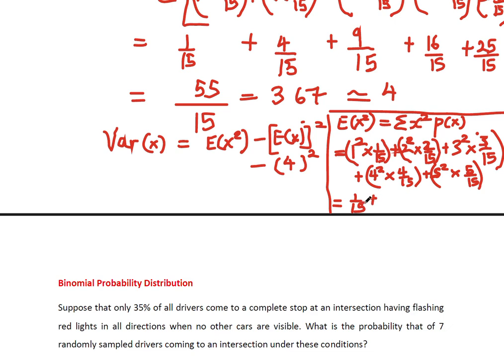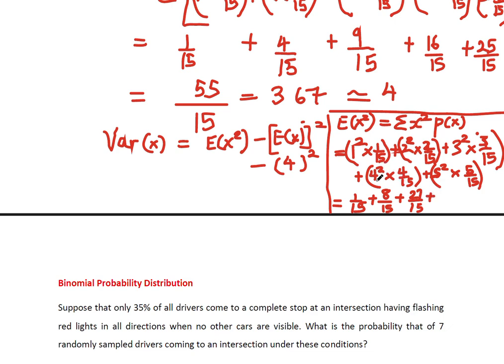plus 2 squared is going to be 4, and 4 multiplied by 2 is going to be 8. So this is going to give me 8 over 15 plus 3 squared is 9, because it means we're multiplying 3 by itself. And 9 multiplied by 3 there is going to give us 27. So we get 27 over 15.